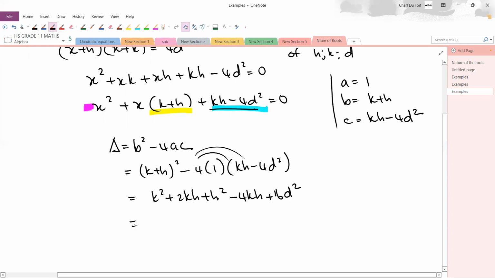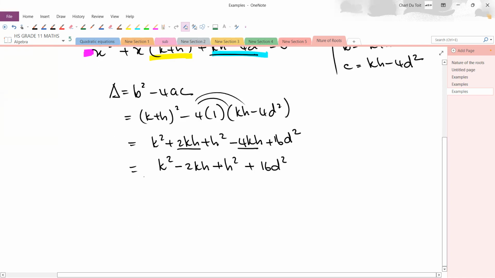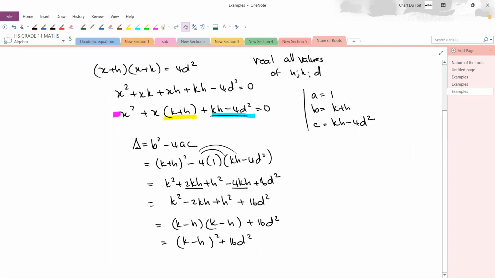Okay. Don't like this much. I have k squared plus 2kh minus 4kh is minus 2kh plus h squared and then plus 16d squared. This is a very difficult sum. Very difficult one. I'm going to factorize that first one. (k minus h)(k minus h). Then plus 16d squared. Then I have two brackets which are exactly the same. (k minus h) squared and then plus 16d squared. And that's where I'm going to stop.